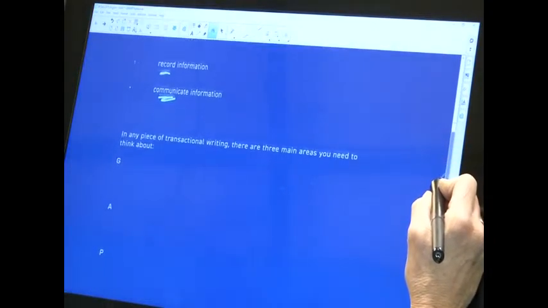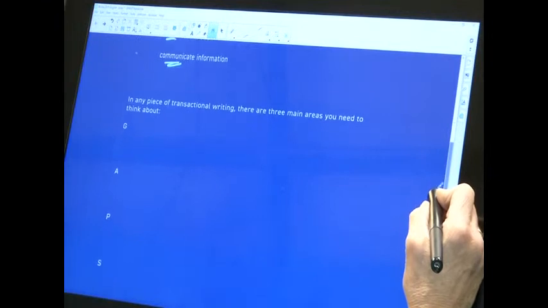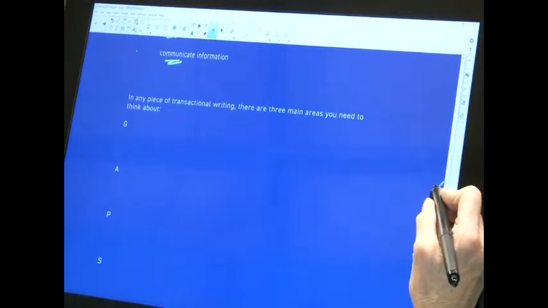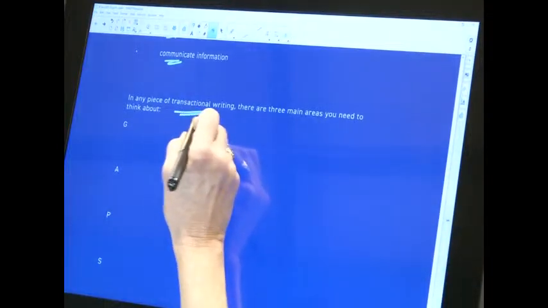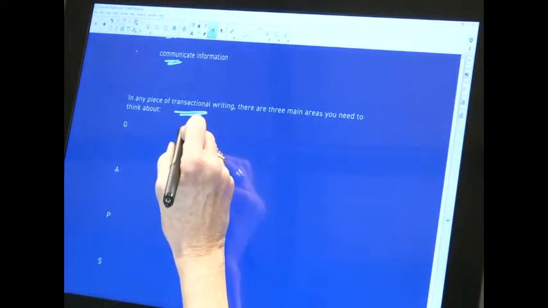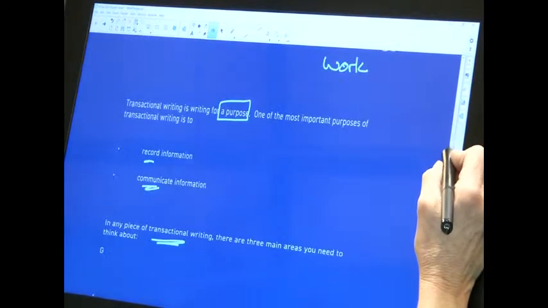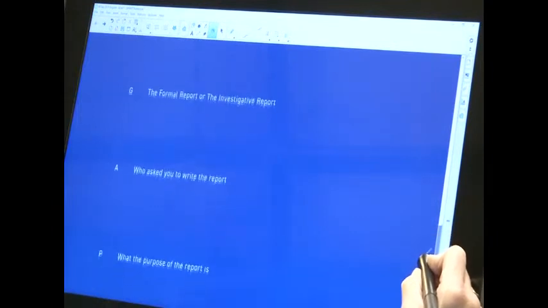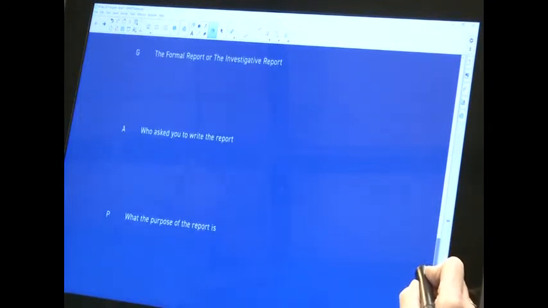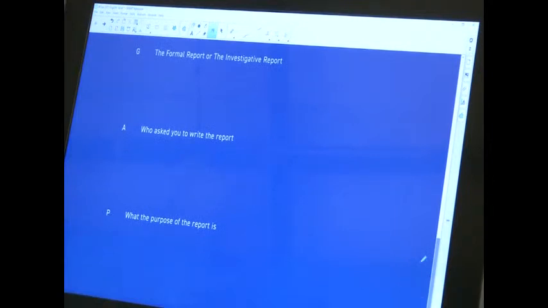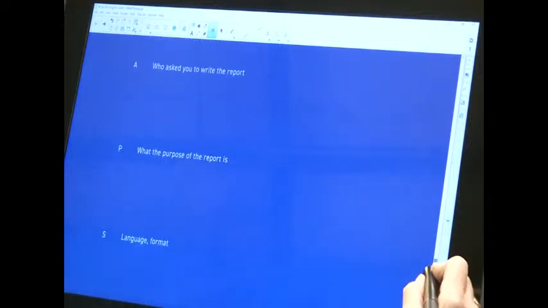Now, if you know anything about the way that I teach, you know that I talk about gaps. So especially with your transactional writing, you say to yourself, what are the gaps of this particular kind of writing? And it stands for, first of all, the genre, then the audience, then the purpose, and finally the style.